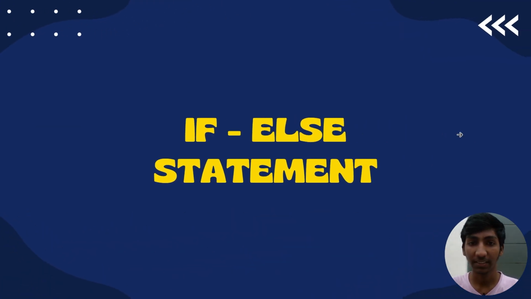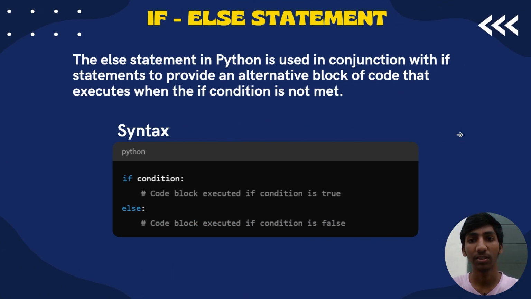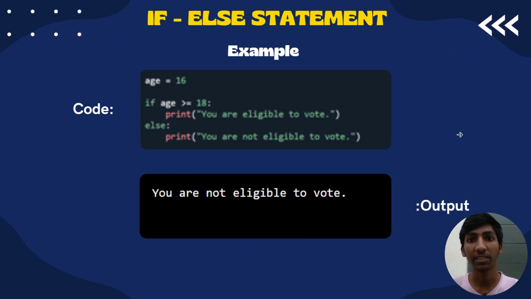If else statement. The else statement in Python is used in conjunction with the if statement to provide an alternative block of code that executes when the if condition is not met. Syntax: if condition, the statement is true, else the statement is false. If else example: age is equal to 16. If age is greater than or equal to 18, print you are eligible to vote, else print you are not eligible to vote. Output will be you are not eligible to vote.